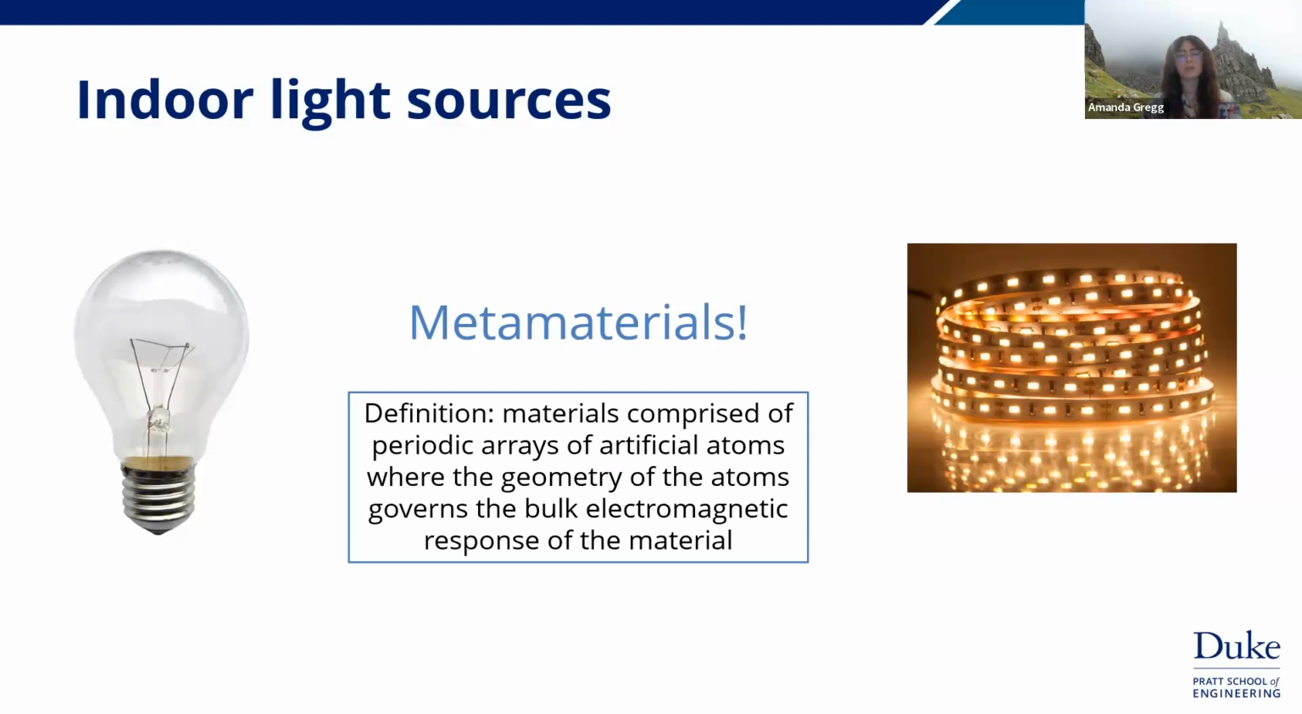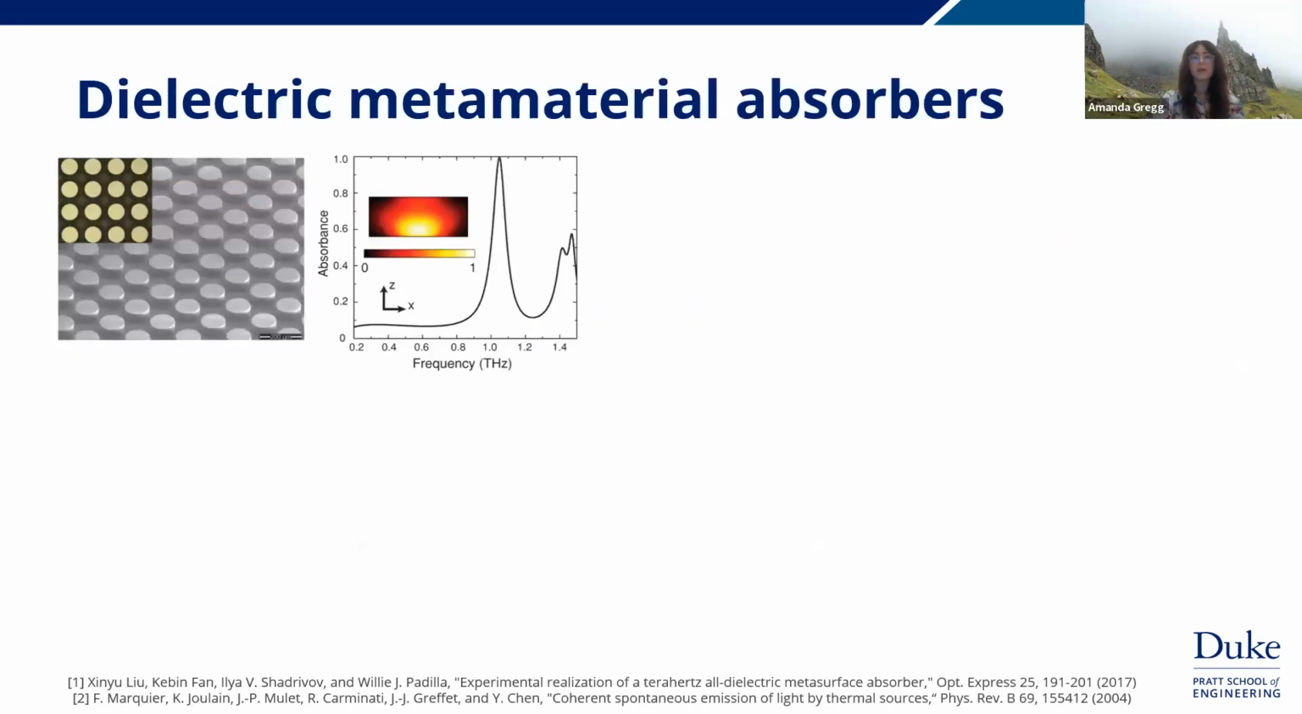Metamaterials are basically materials comprised of arrays of very small structures that are the artificial atoms. When you change the geometries of these artificial atoms, you can change the bulk electromagnetic response of the material. In this application, we are specifically interested in dielectric metamaterial absorbers because you're able to get perfect absorption at some target wavelength frequency, shown in this figure. And via Kirchhoff's law, that also means that we have a perfect emitter at that frequency.